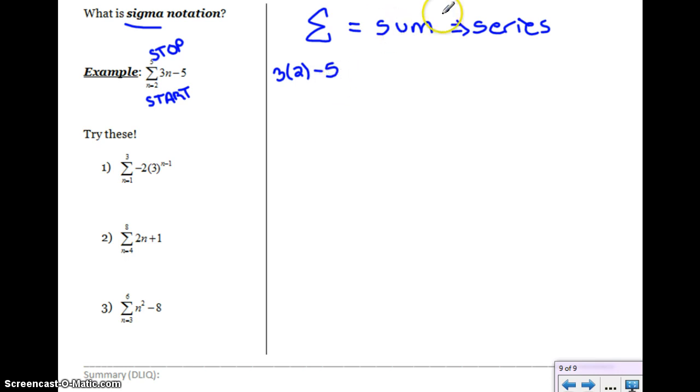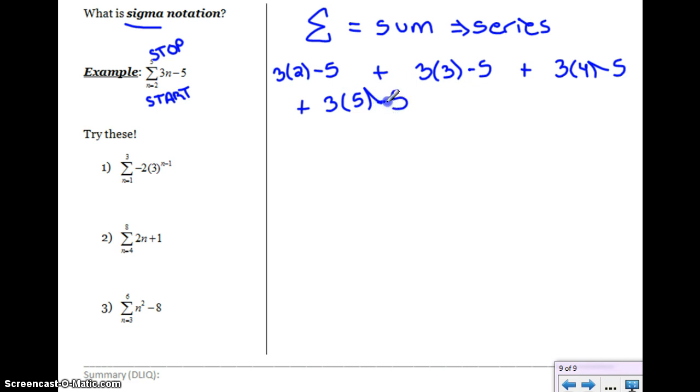Minus 5. A sum means I add. So now I'm going to do it again, but now I'm going to go to the next number. 3 times 3, minus 5. Again, sum means add, so I'm going to do it again for the next number. 3 times 4, minus 5. Again, now it says 3 times 5, minus 5. Now, I stop there because it says to stop when you get to 5. So I substituted in 2, 3, 4, 5. But I stopped there because it said to stop at 5, and I started with 2 because it said to start with 2. So now I'm done setting it up, and now I can just simplify.